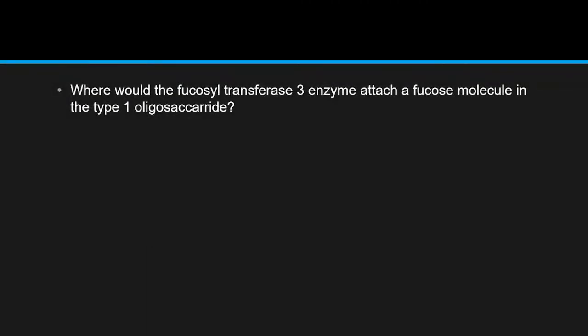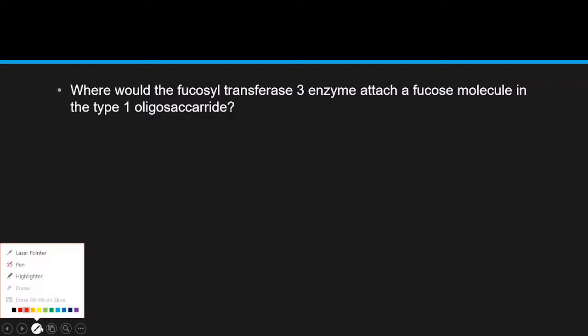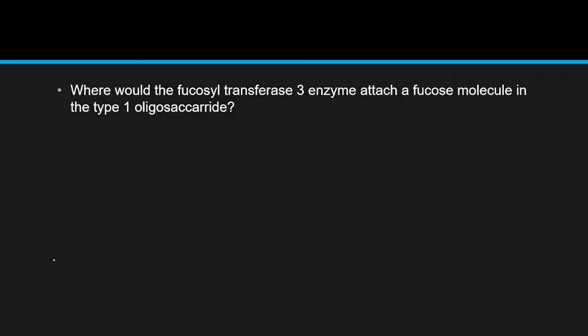All right. So where would the fucosyl transferase attach a fucose molecule in the type 1 oligosaccharide? So fucosyl 3 will attach it to the hindi pala bumalik. Sorry naman, sorry. Okay. Can you guys see it now? All right. Thank you. Okay, thank you, thank you.